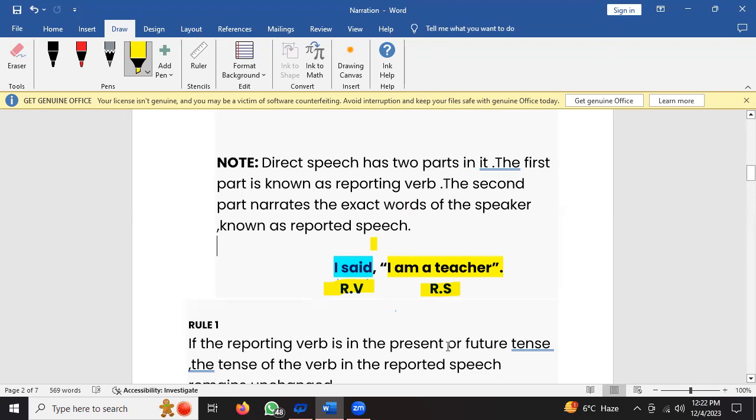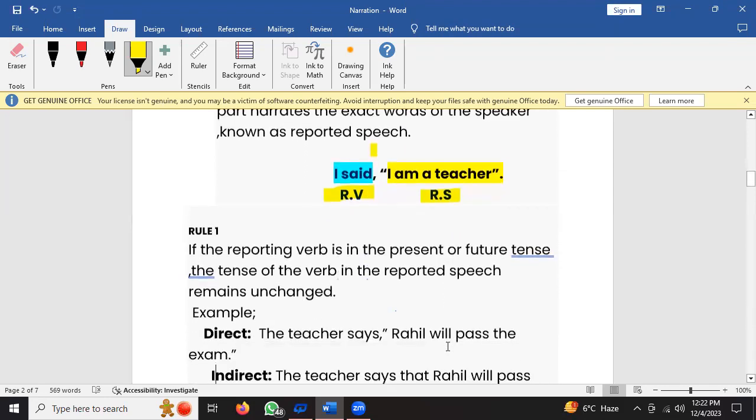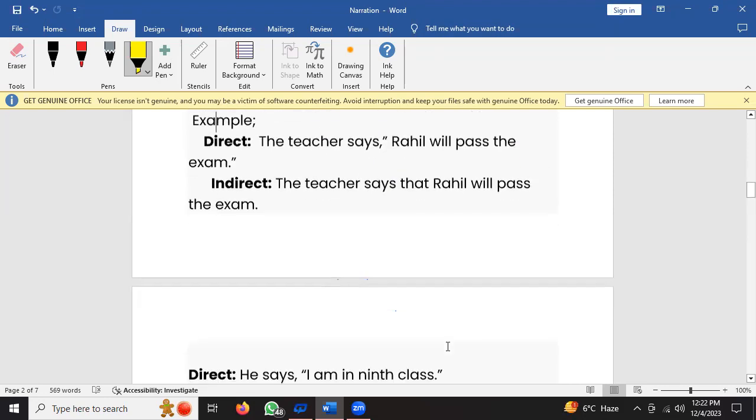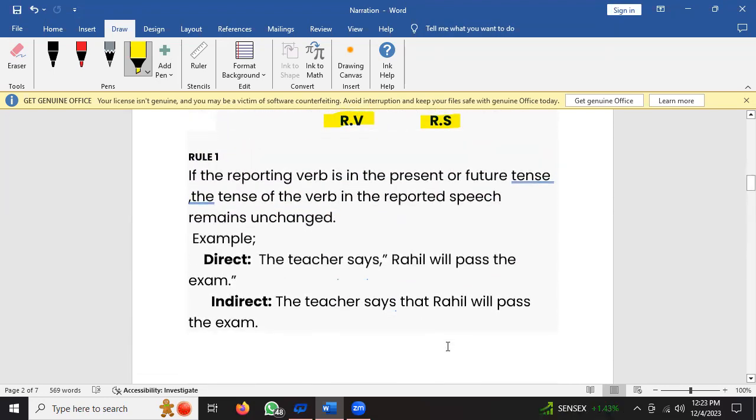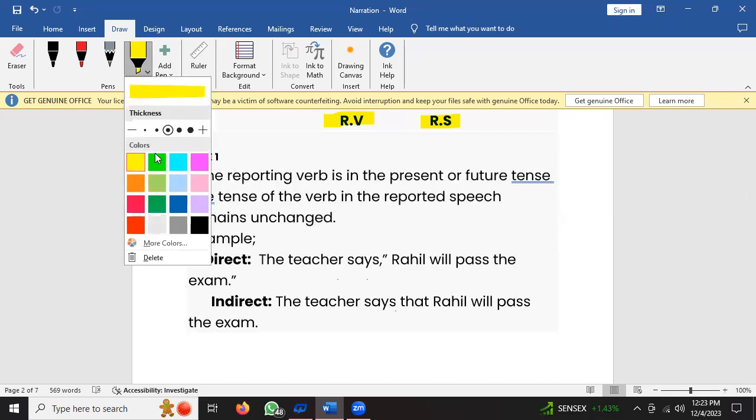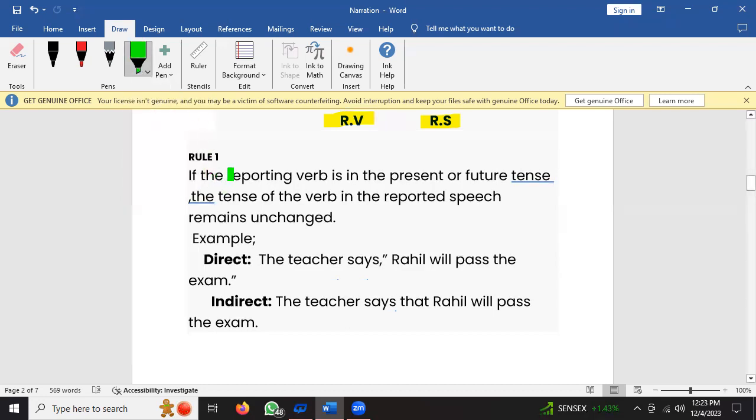Okay. Now moving towards rule number one, which has already been discussed in the classroom. I'm just recapping in front of all of you so that we can get a clear picture of it. Rule number one says that if the reporting verb, can you guys tell me what is reporting verb if you remember? What is reporting verb here?